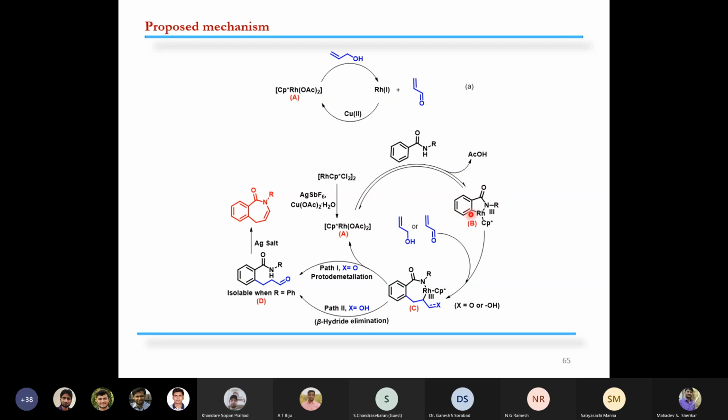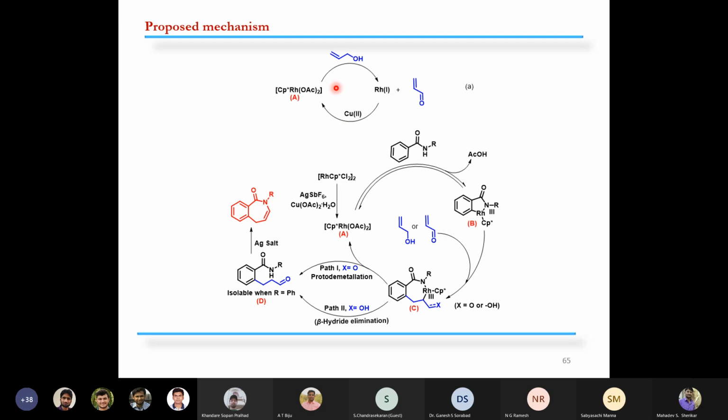This rhodacycle B coordinates with the acrolein, which is formed in situ from allyl alcohol, and forms the CH activated product, denoted by C. This C will undergo protodemetalation and forms the hydroarylated product, which is isolable when R is equal to phenyl. This hydroarylated product, in the presence of silver salt, undergoes formation of the cyclized product.